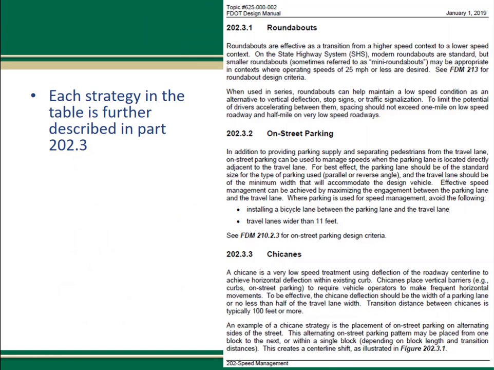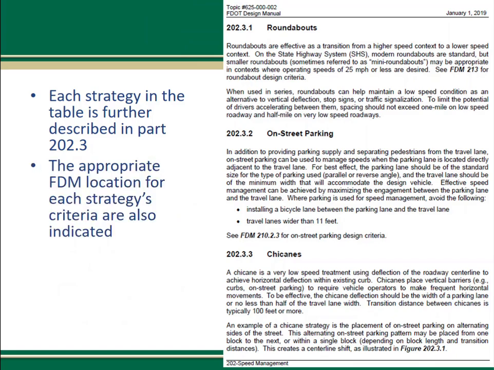Chapter 202.3 also describes each strategy further. For each strategy, the appropriate FDM location is also indicated where you can find the criteria for that strategy. So for instance, the on-street parking section points you back to FDM 210.2.3 for the on-street parking design criteria. For roundabouts, it points you back to FDM 213 for roundabout design criteria.